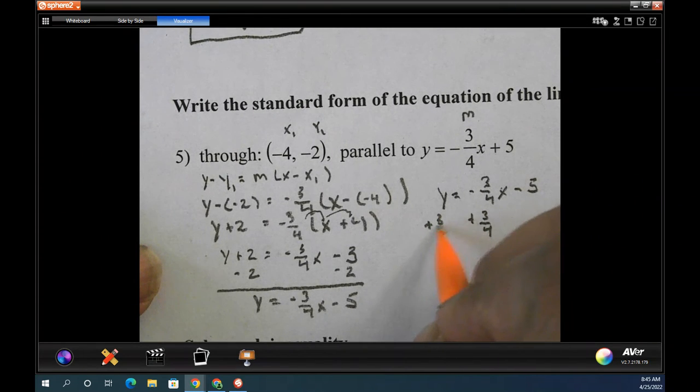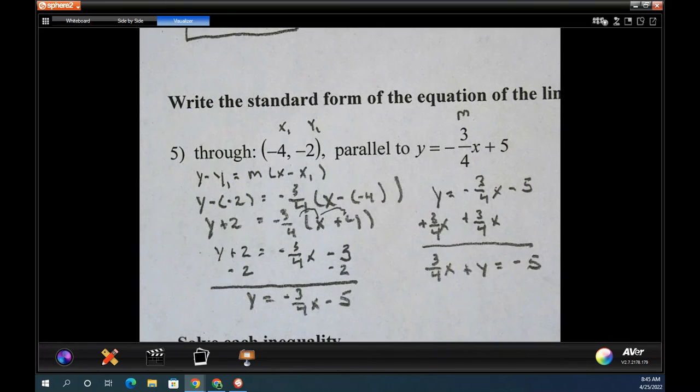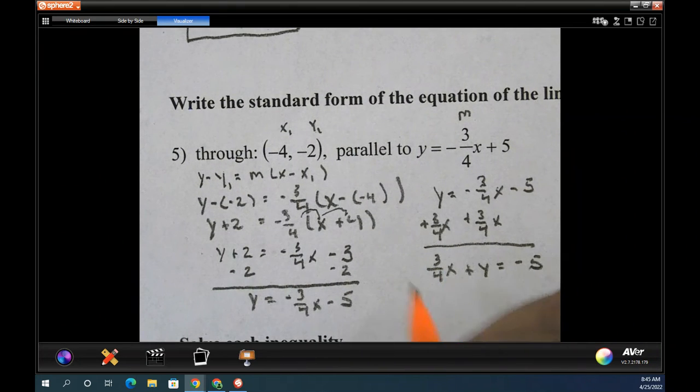Do the opposite. Move x. 3/4 x, my bad. So now you have 3/4 x plus y is equal to -5. Guess what we're going to multiply by? What number do we multiply by? 4. To get rid of the fraction. It's already positive, so we don't have to make it -4. So we multiply everything by 4.